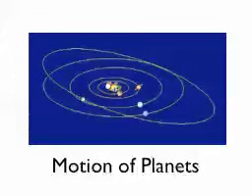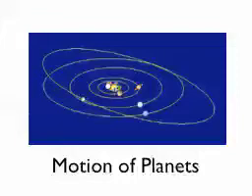Now, there are 2 time periods that we need to remember when we're talking about how planets move. The first one is the period of revolution. The period of revolution is the amount of time it takes a planet to complete one full orbit around the Sun. On Earth, that's 1 year, a little over 365 days.